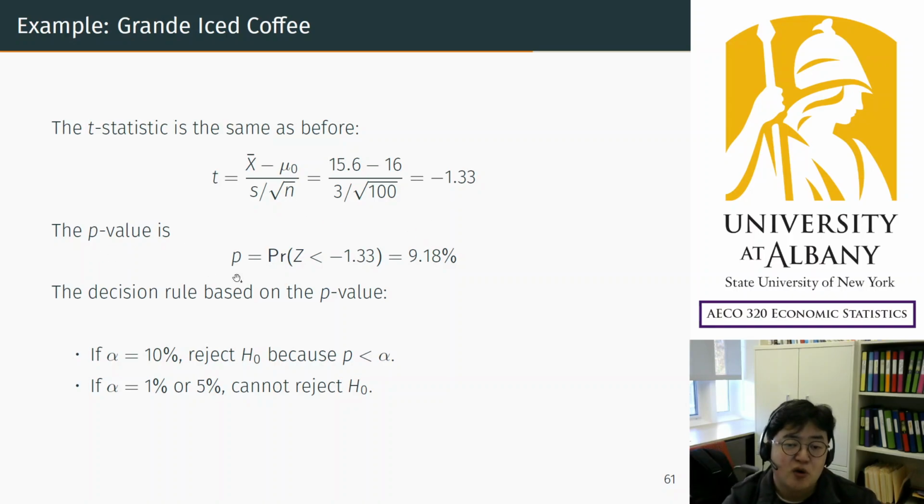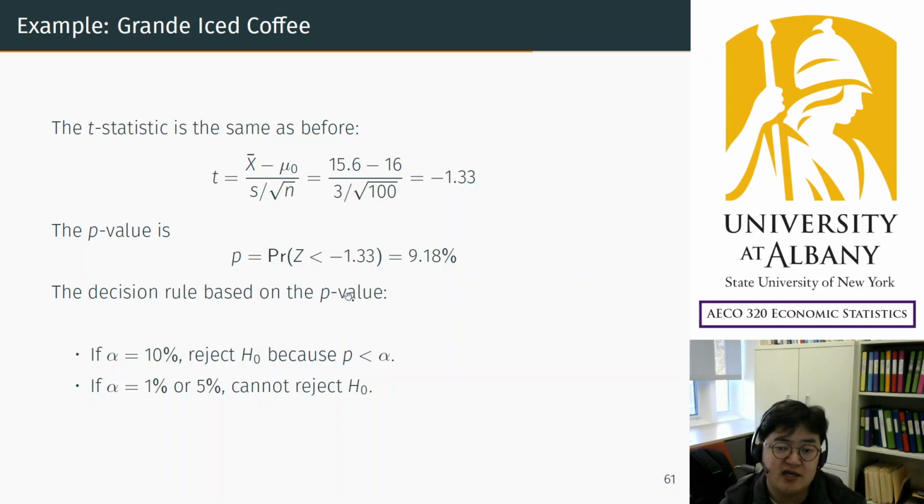And p-value. P-value is now different. P-value is only on one side, smaller than minus 1.33, which if you calculate from Excel, you will get about 9%. Okay? So that means the null will be rejected if your significance level was 10%. But the null hypothesis will not be rejected if the significance level was 1 or 5%, lower than 9%. Okay?